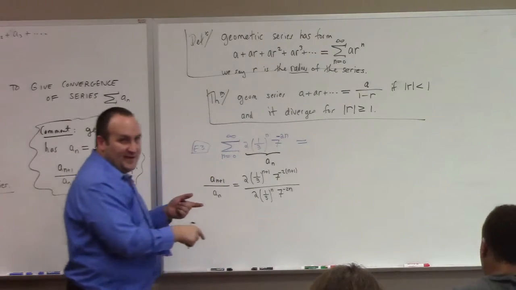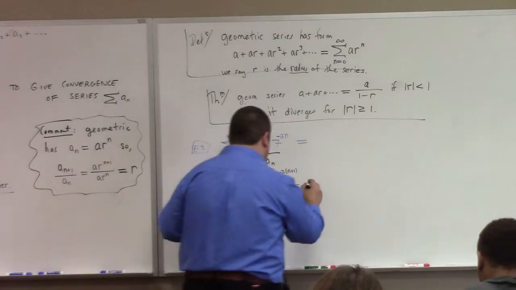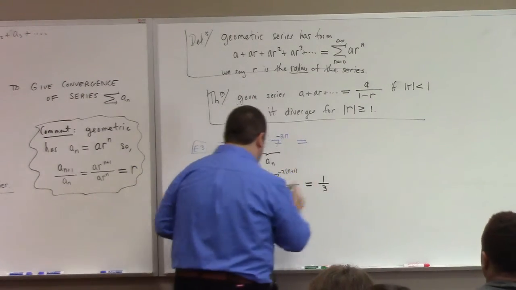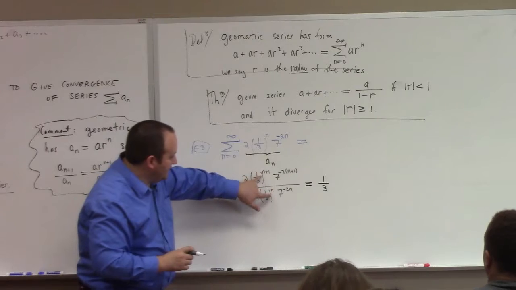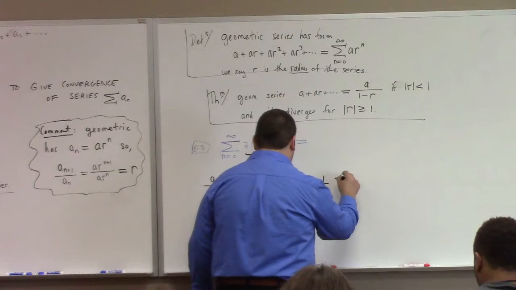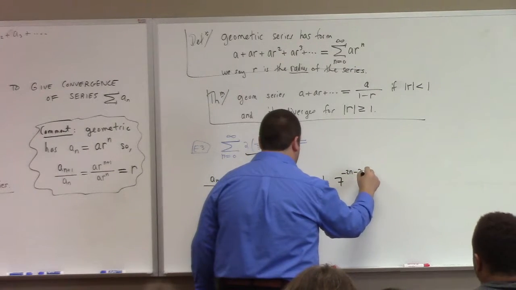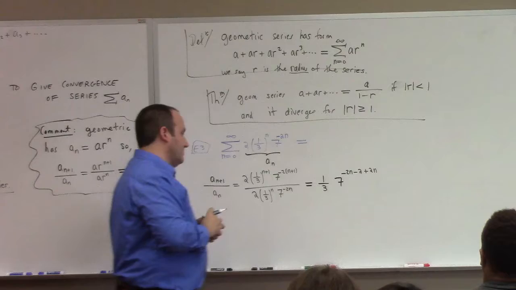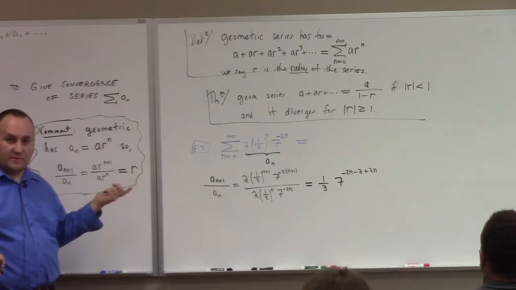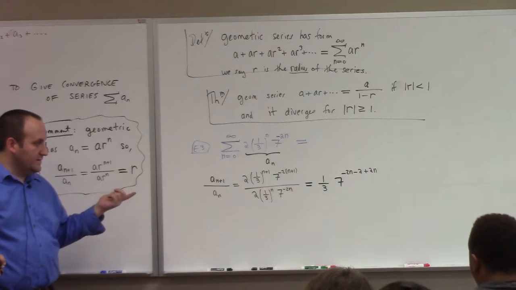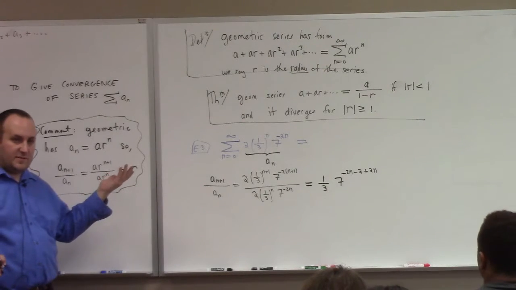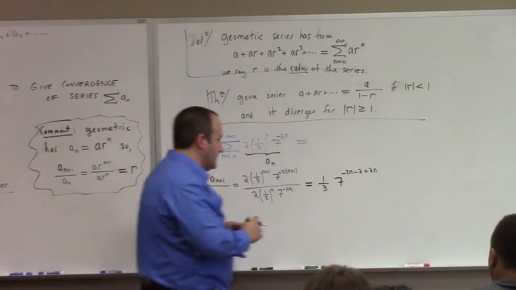So the 2's cancel, right? 2 cancels. And what do we got? It looks like we got ourselves 1/3, right? Because we have 1/3 to the n plus 1 divided by 1/3 to the n. And we got 7 to the what? Minus 2n minus 2 plus 2n. So I distributed the minus 2 upstairs. That gave me the minus 2n minus 2. If I have a reciprocal minus 2n power, when I bring that upstairs, it becomes plus 2n, right? So those cancel.